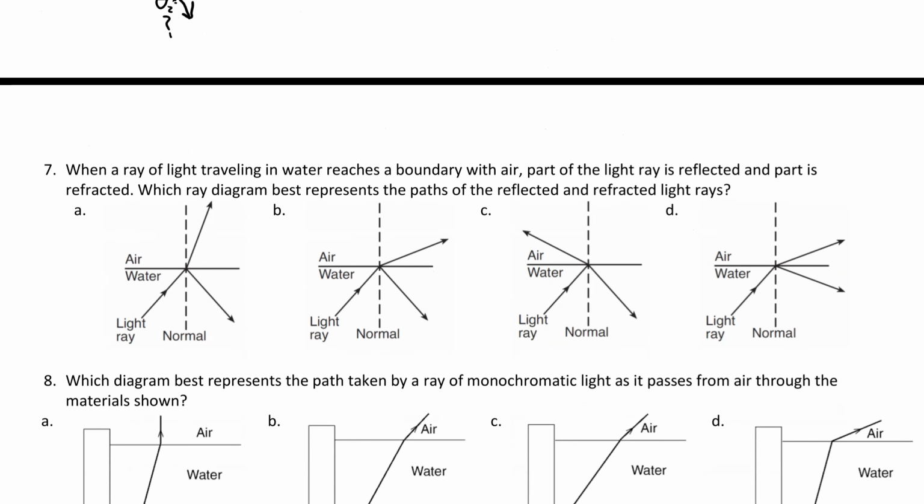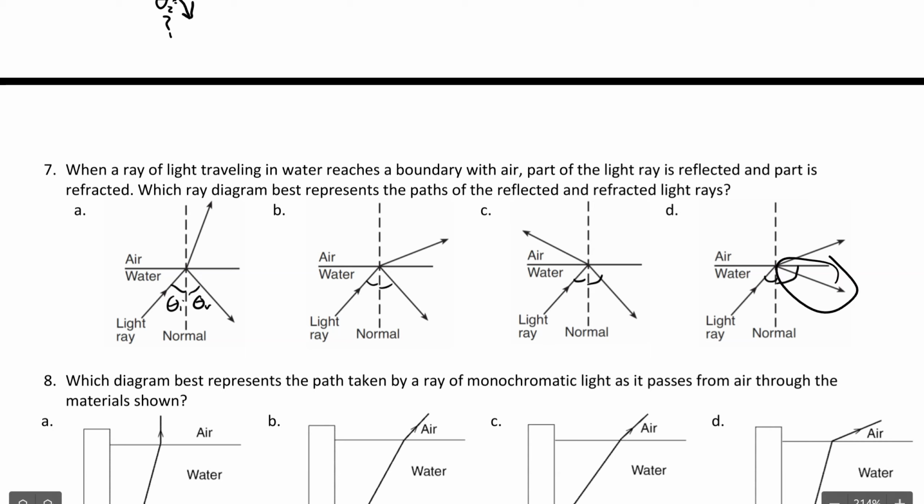All right, part of the light ray is reflected. So that should be pretty easy to identify, the reflected ray. If you remember, the law of reflection is just the same. And part is refracted. Which ray diagram best represents the paths of the reflected and refracted light rays? Let's eliminate based on the reflected ray. So we want this angle to be the same as the reflected angle. Okay, so that looks good. B looks good. C looks good.